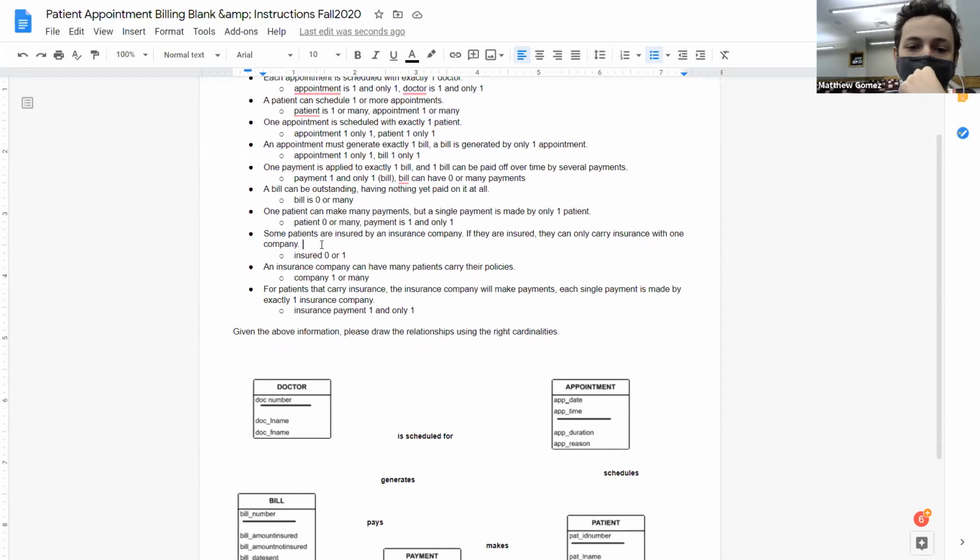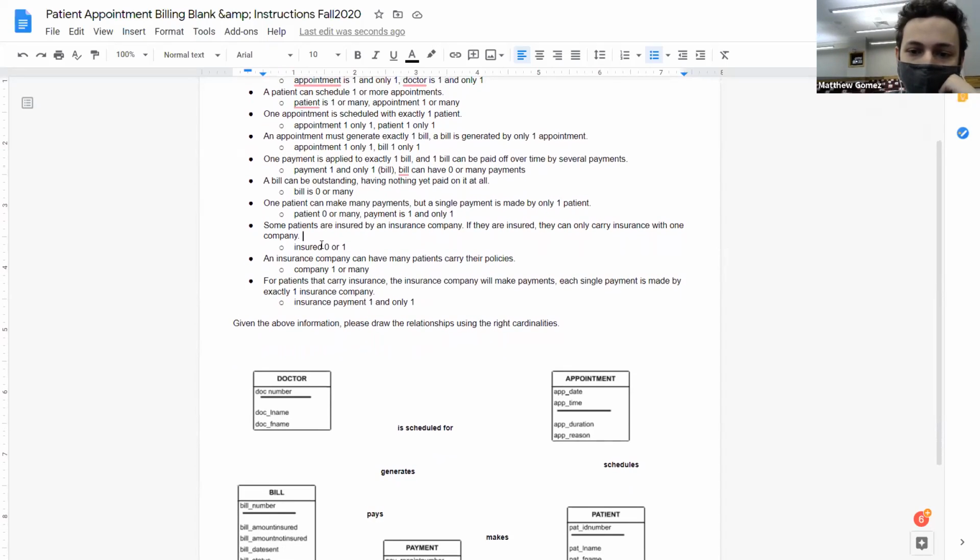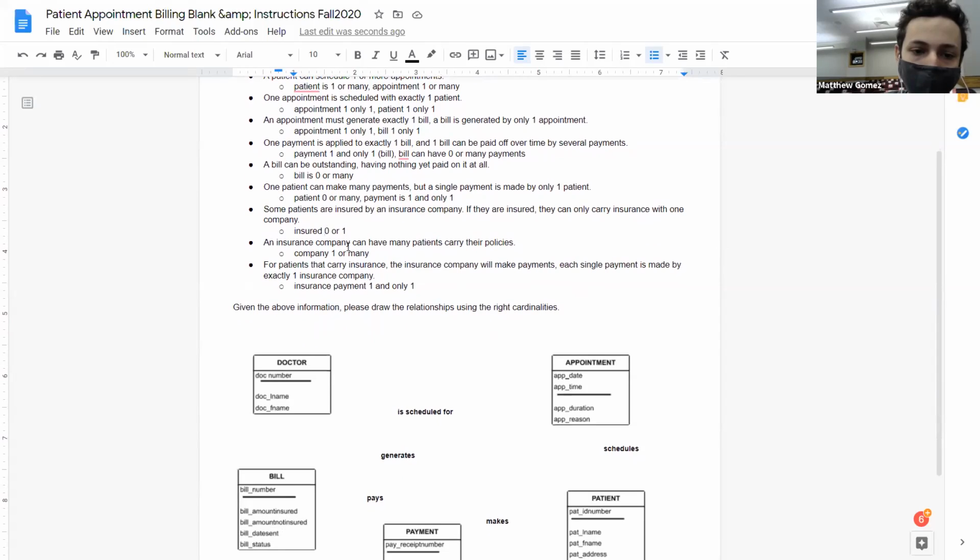Some patients are insured by an insurance company. If they are insured, they can only carry insurance with one company. So you can only have one carrier at a time. You're either insured or you're not. That's a 0 or 1. An insurance company can have many patients carry their policies. So from the company's side, they might have thousands. So it would be one or many. I don't think it would be 0 unless they're a really bad insurance company.